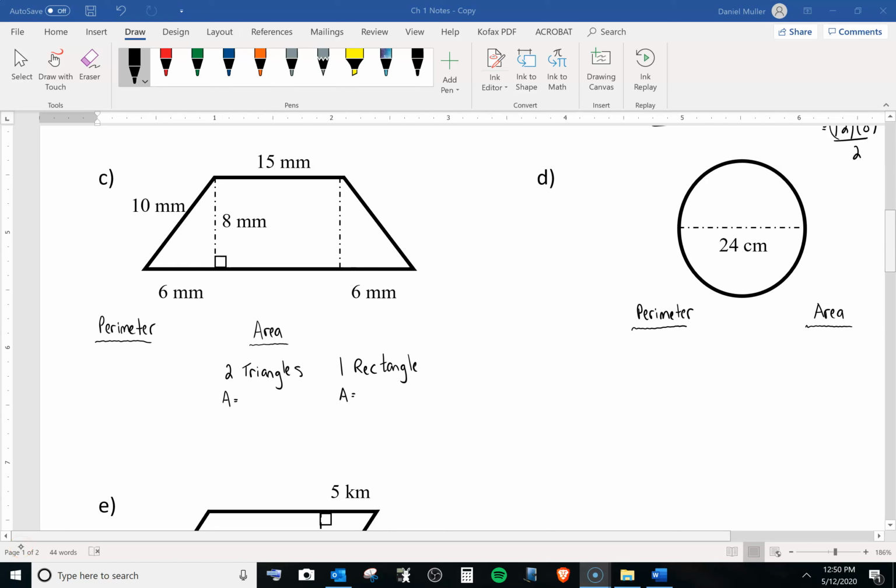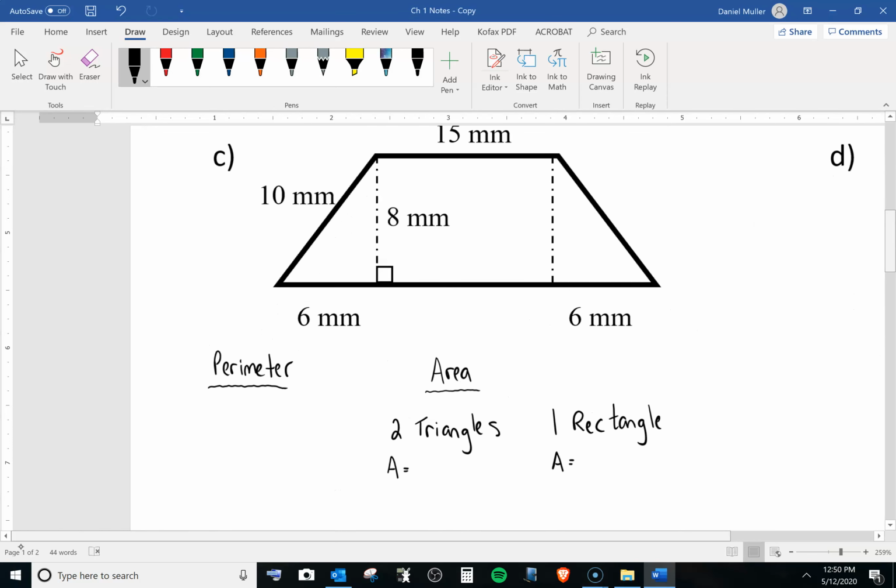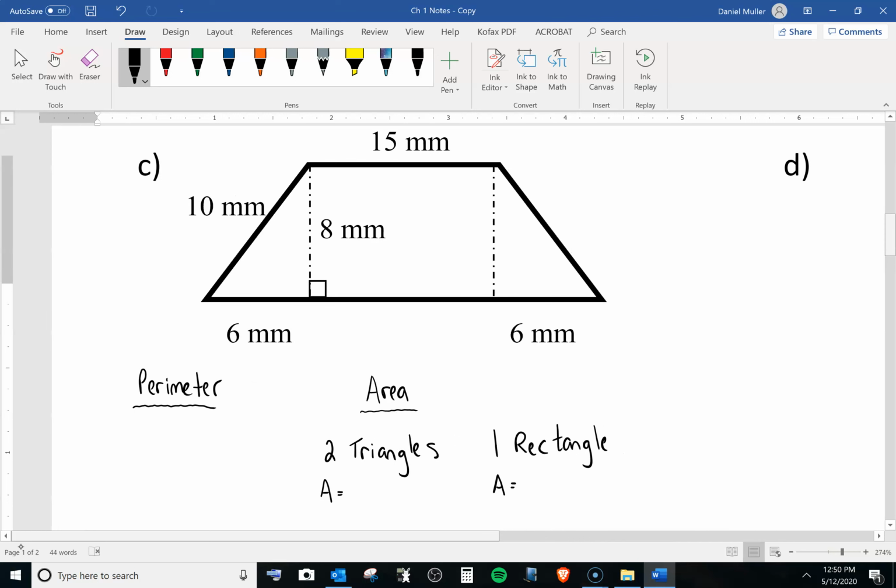Now for C, D, and E, you can see I've written a few things down, so I'll let you take this opportunity to pause this if you want to fill out the labels here. Now with C, this is a composite shape. This is not just a basic rectangle or circle or triangle. It looks to me to be 2 triangles and 1 rectangle.